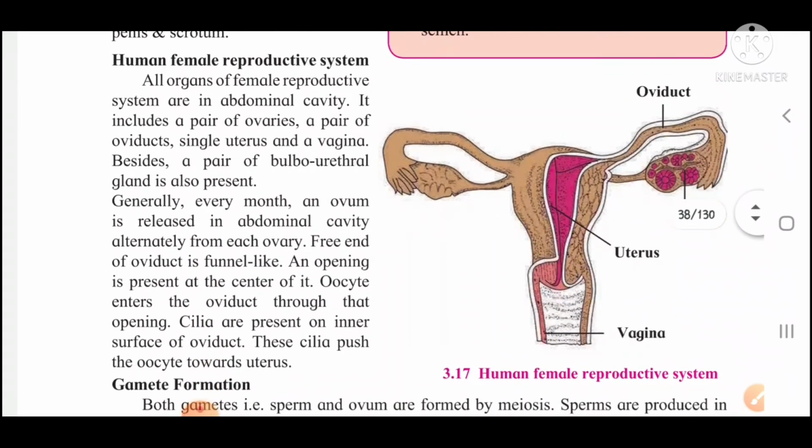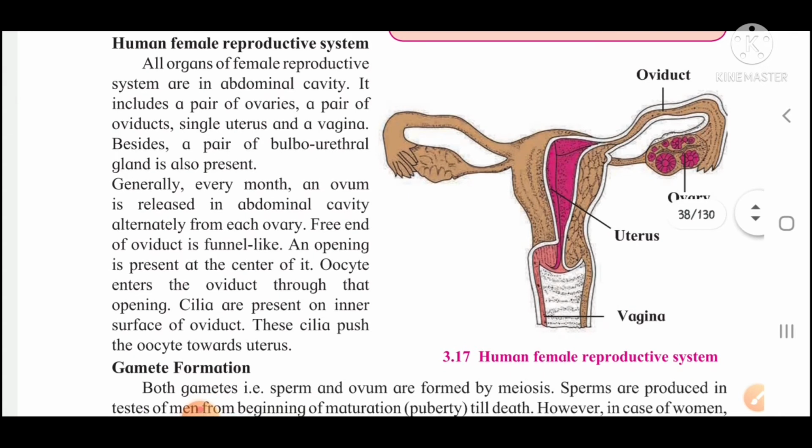So this was about the human male reproductive system. Now let us move to the human female reproductive system. Now in this figure you can see there is a uterus. Here at the base you can see there is a vagina. This is the ovary, and ovary के ऊपर जो होता है उसे oviduct कहते हैं, ठीक है.